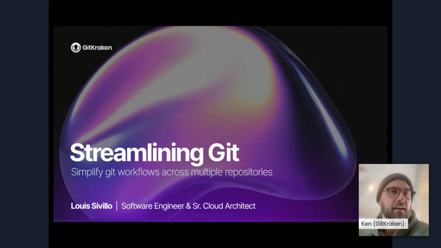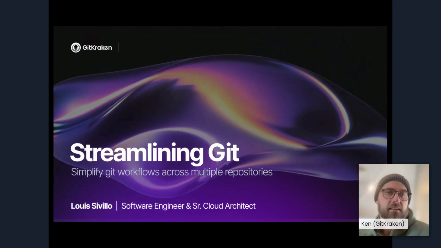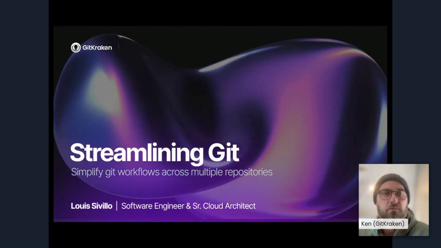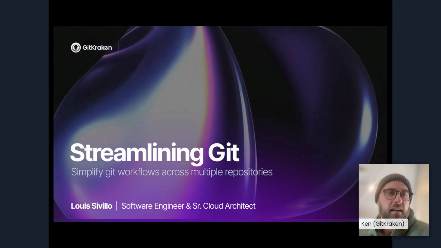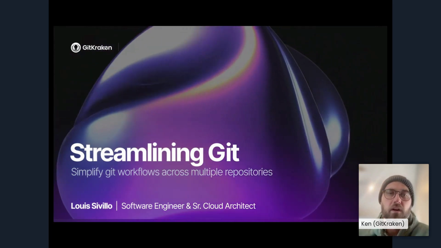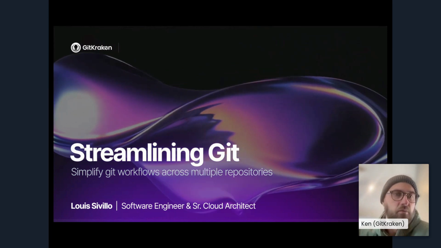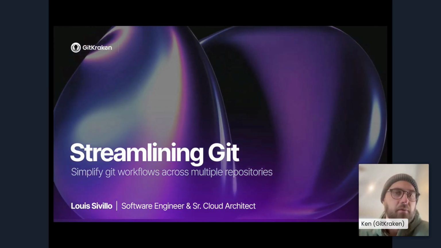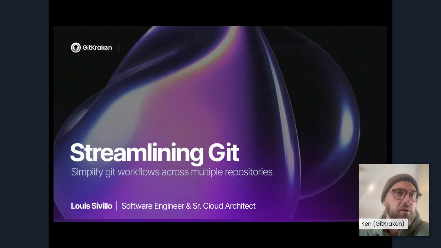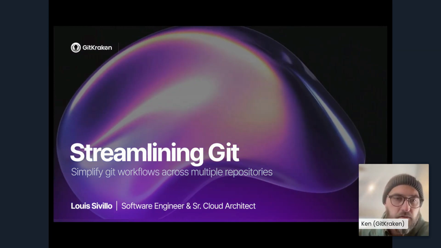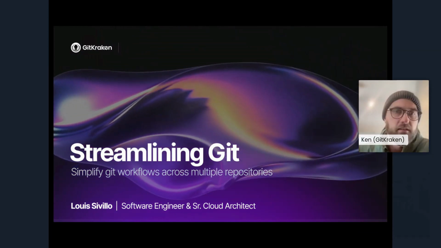Today we're going to be talking about the GitKraken CLI, our plans for the future and some of the things we're working on. And to do that, I'm going to throw it over to one of our senior architects at GitKraken, Lewis. He's going to walk through some slides and then actually start demoing some of the stuff that we're coming out with. So with that, I'll throw it over to Lewis and we can get started.